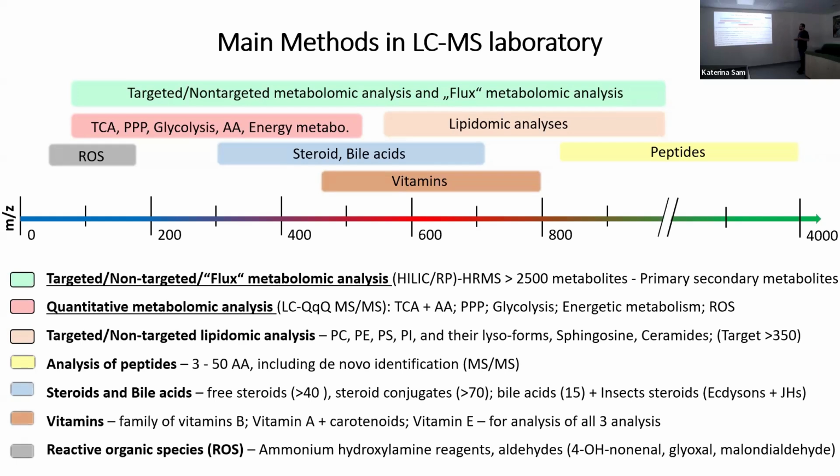First is the target, non-target, and flux metabolomic analysis. At this time we have two platforms. The first is based on HILIC separation. It's primarily focused on the analysis of primary metabolites, not secondary metabolites. And we have the second platform based on reverse phase separation. This platform is maybe interesting for you because it's based on the analysis of secondary metabolites.